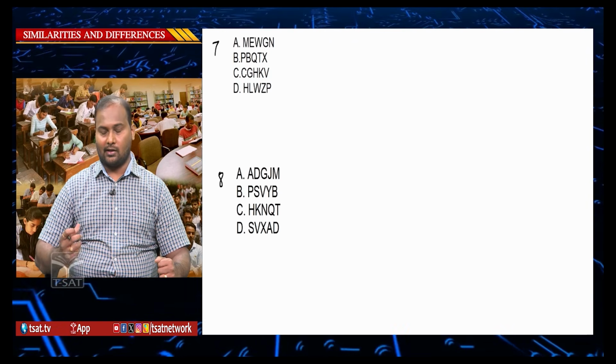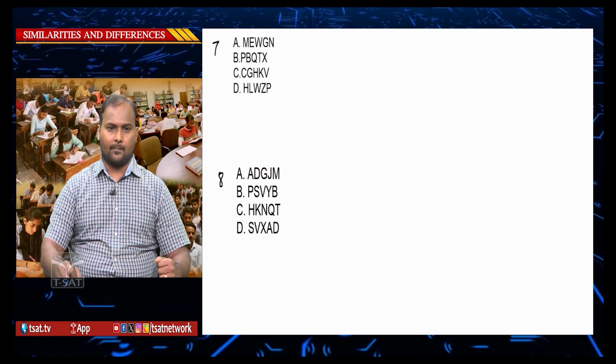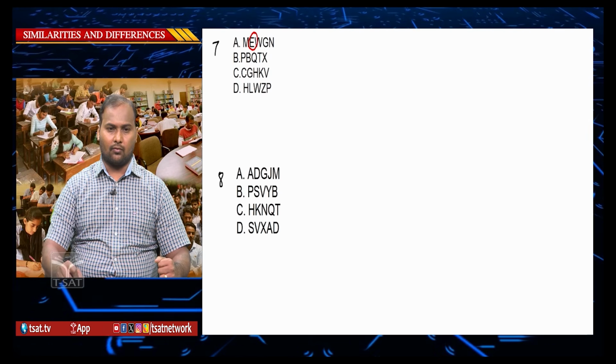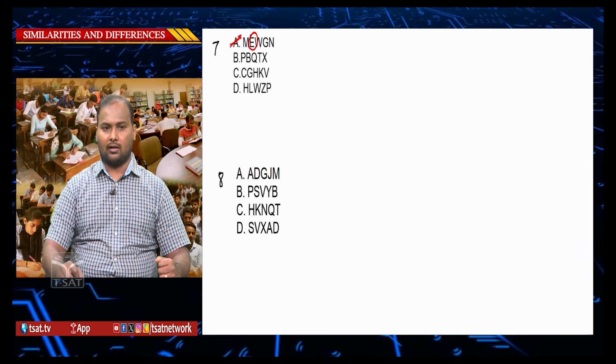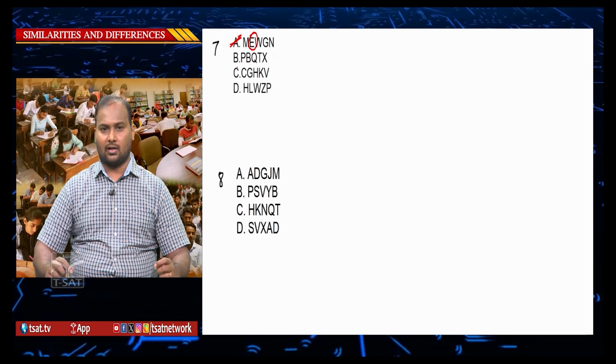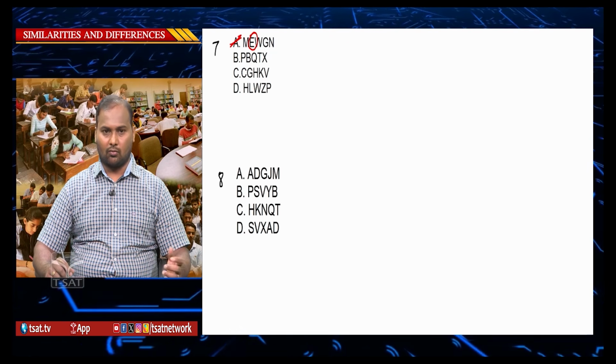So what I need to take here is, if you clearly observe these letters in option A, E is the only vowel that is there. E is the only vowel in option A, and in the remaining 3 options, there are no vowels at all. So the similarity of the remaining 3 options is that there are no vowels.